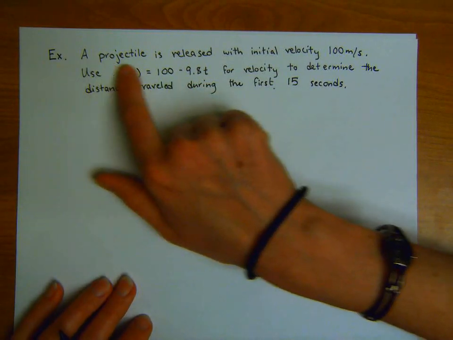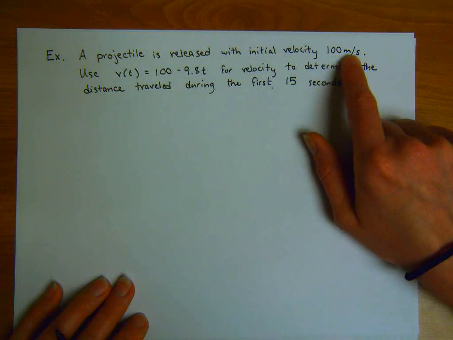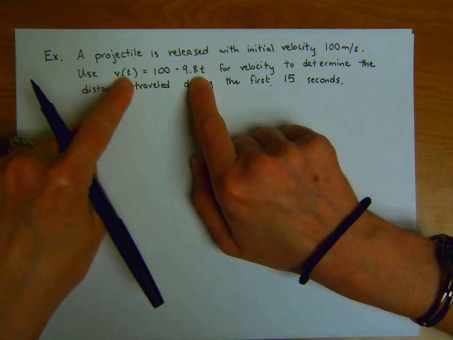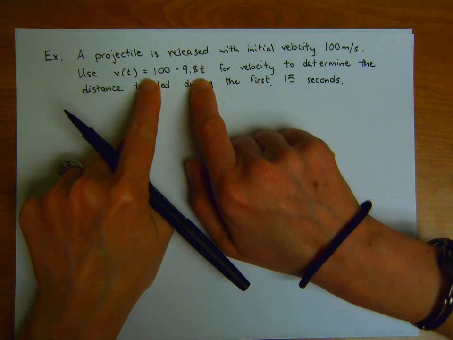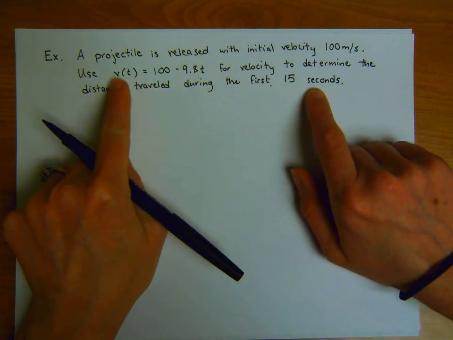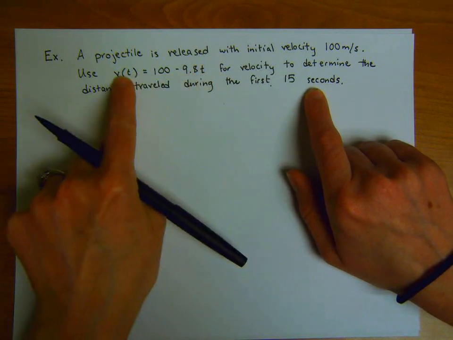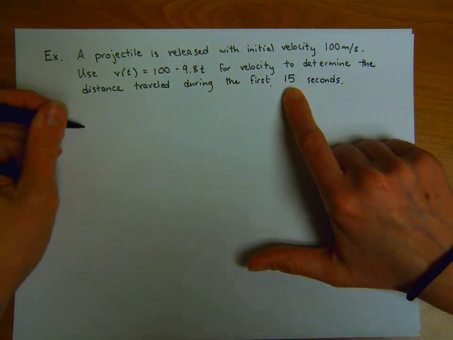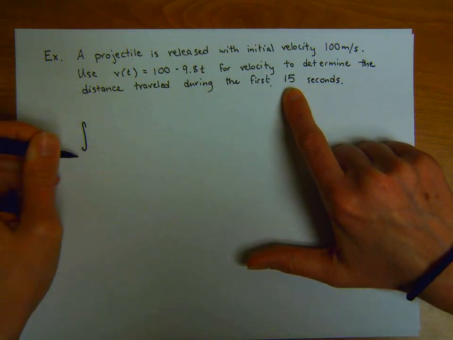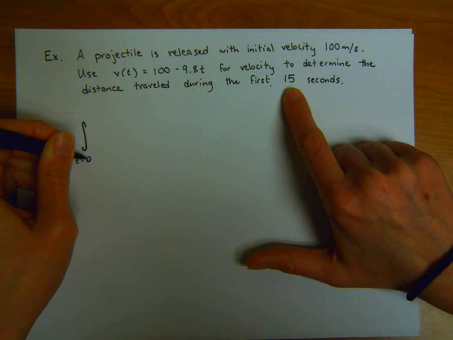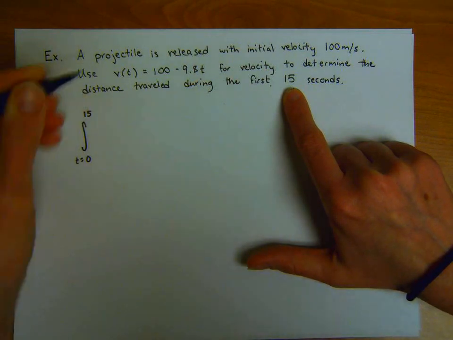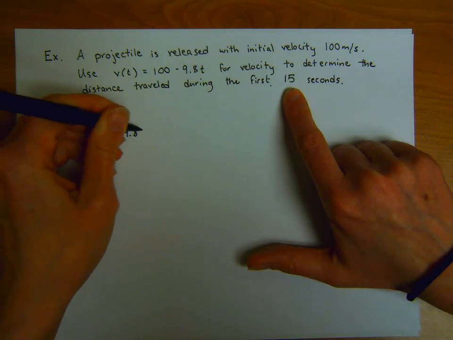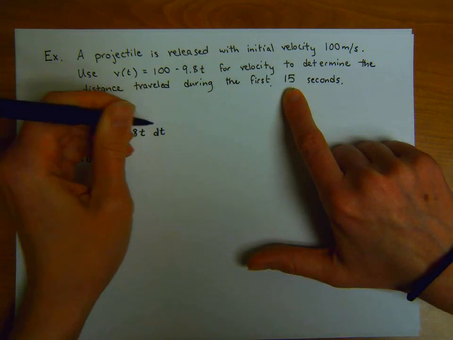So suppose we have a projectile and its initial velocity is 100 meters per second. And we use this equation, which is one of Galileo's equations for velocity, to determine the total distance traveled. So in this case, our velocity curve is our rate, and we want to know how far it travels in the first 15 seconds. So we're going to sum up the velocity as t goes from 0 to 15. Our function in this case is 100 minus 9.8 t dt.